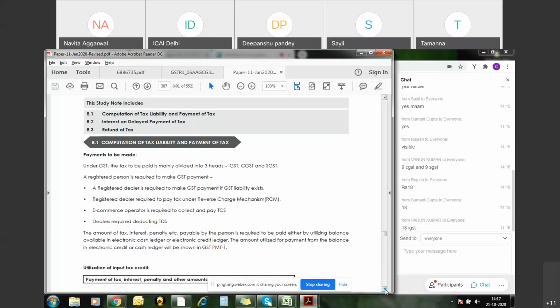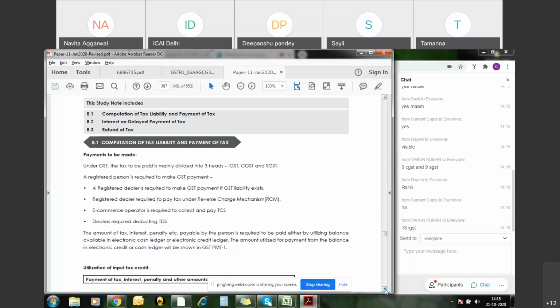Now, a registered person is required to make GST payments. Now to whom? A registered dealer is required to make GST payment if GST liability exists. These are the four points explaining the scenarios under which the liability arises. Say suppose a dealer has not made any sales during the period, then there will not be any liability towards any of the three heads: IGST, CGST or SGST. So a registered person is only liable when there is a liability in the books of that registered dealer.